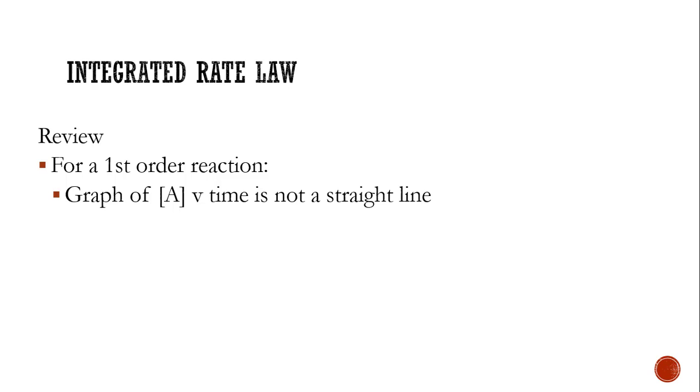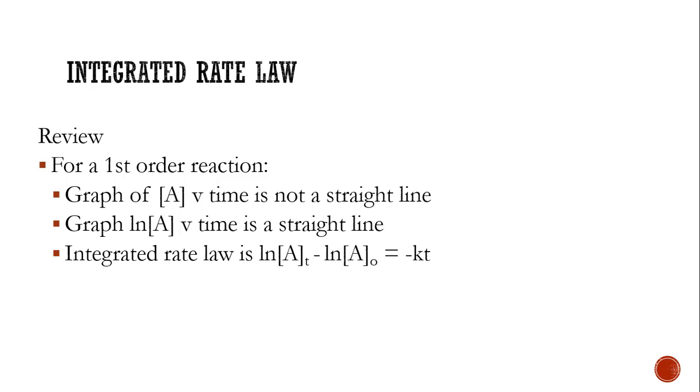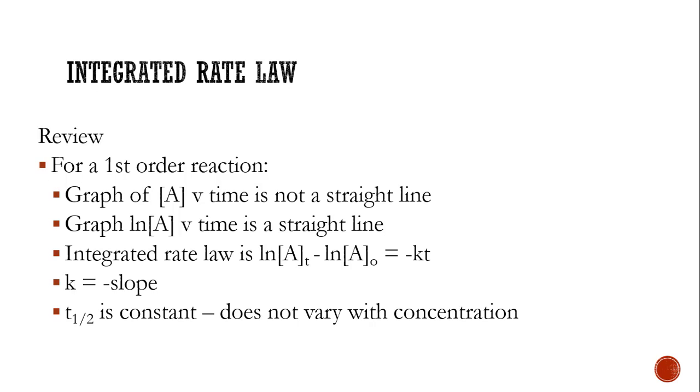It varies with concentration. For a first-order reaction, the graph of the concentration of A versus time is not a straight line, but the graph of the natural log of A versus time is a straight line. The integrated rate law is the natural log of the concentration of A sub t minus the natural log of the concentration of A sub 0 equals minus kt. K equals the negative value of the slope, or the absolute value of the slope, and the half-life is constant. It does not vary with concentration, and so if you have a constant half-life, it is a first-order reaction. The T1/2 equals 0.693 divided by K.